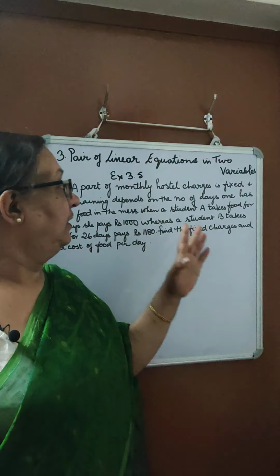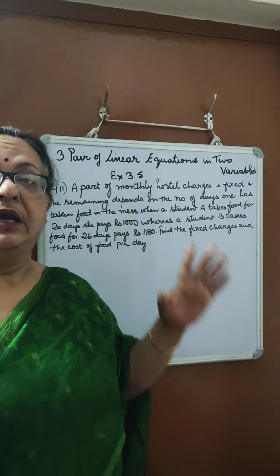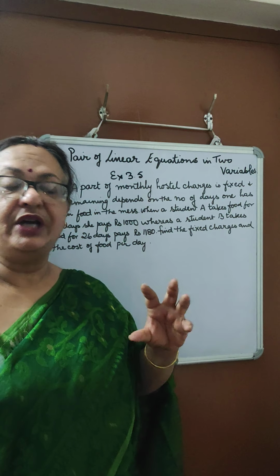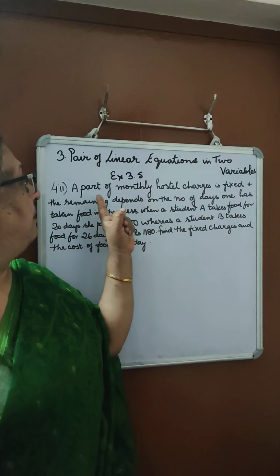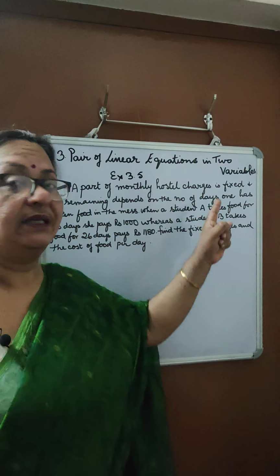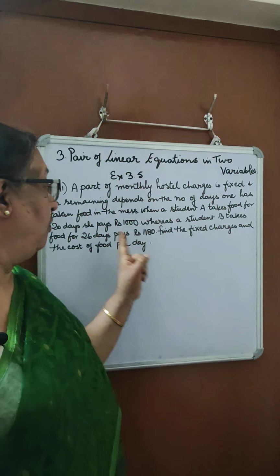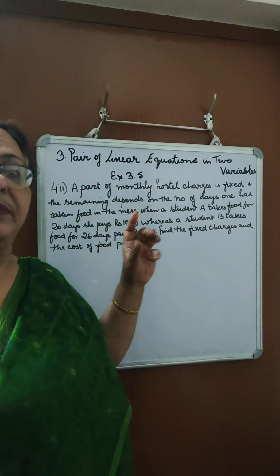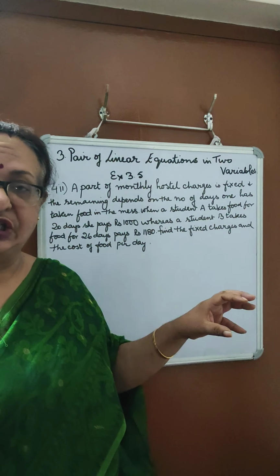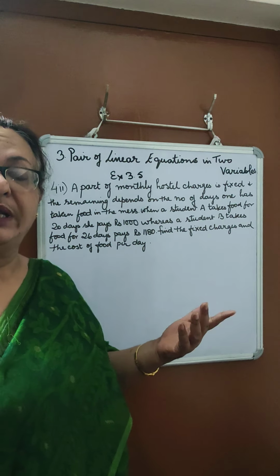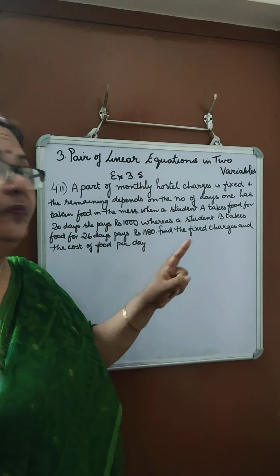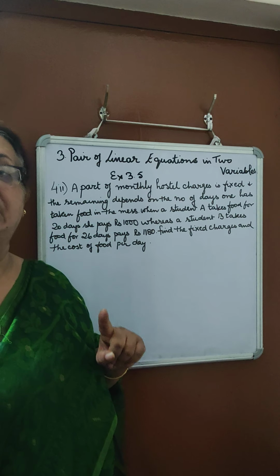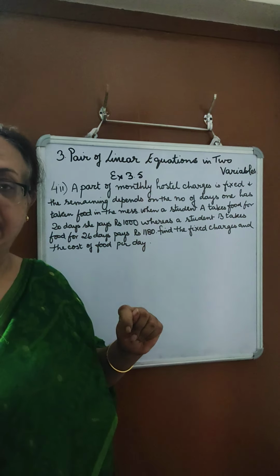Now what is said here? Part of the hostel charges is fixed. So when one pays 1000, part of it is from the fixed charges, and what about the remaining part? The remaining part comes from the food one has taken from the mess.